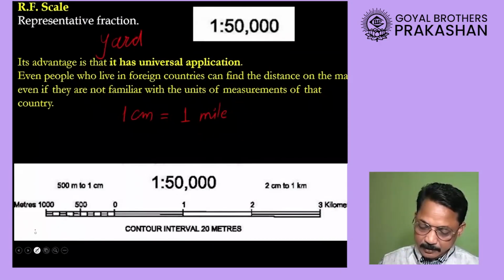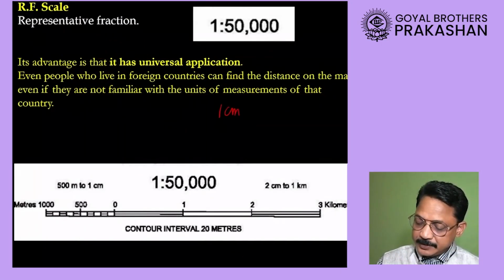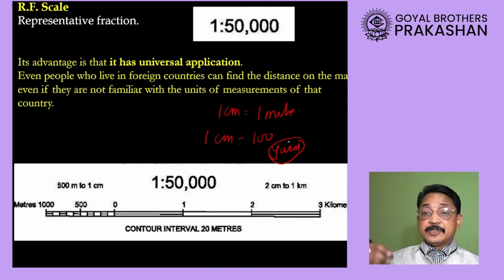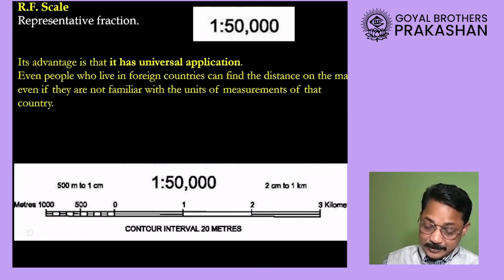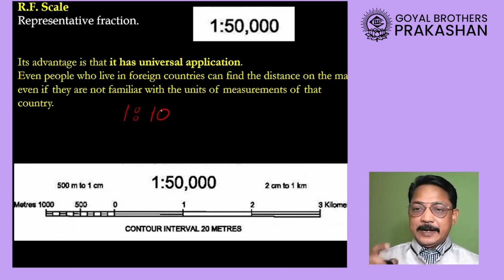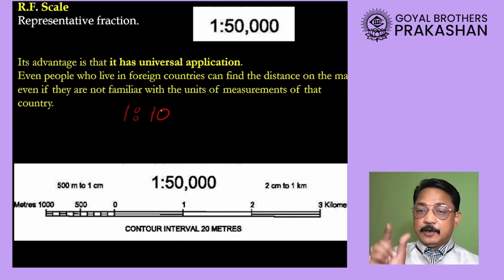That means we are knowing that it is written that 1 centimeter to 1 mile. But if I don't know what is 1 mile, or if it is written that 1 centimeter equal to 100 yard, and I don't know what is yard, then the scale will be of no use to me. I will not understand the meaning only. Therefore, we have to use another scale. Suppose it is written 1 is to 10.